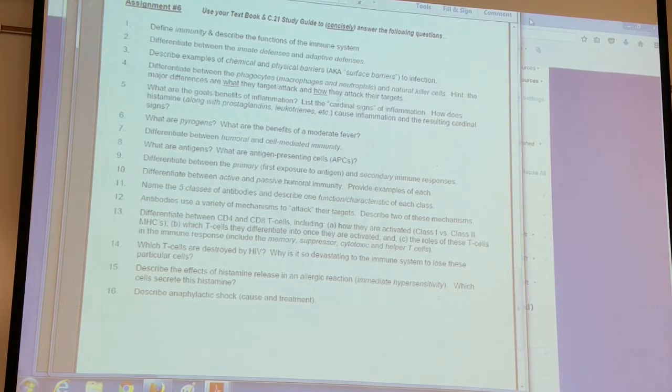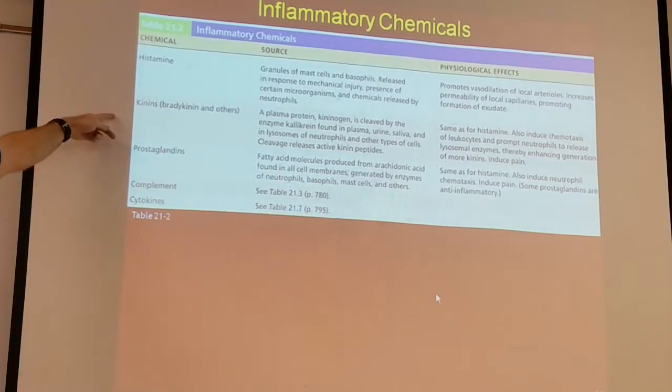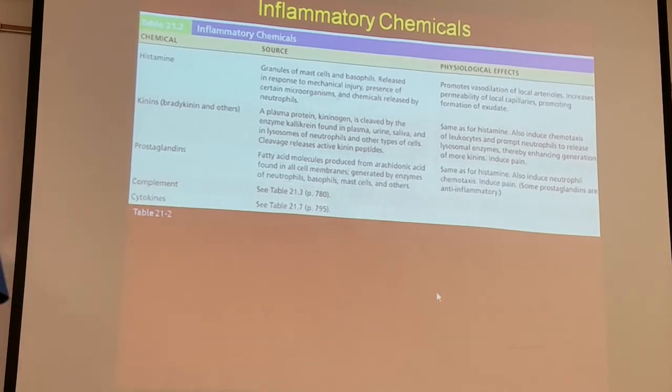So here they're listing some chemicals that induce inflammation: histamine, kinins, prostaglandins, complement proteins, cytokines. Cytokines is just a huge family of chemicals that are primarily used by immune cells to communicate with other immune cells. That's mostly what cytokines do.